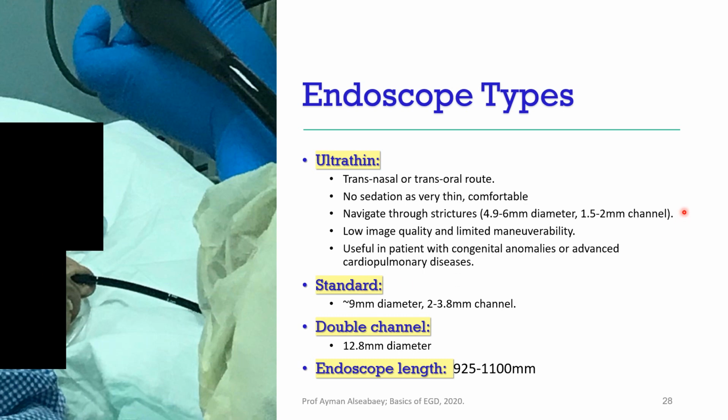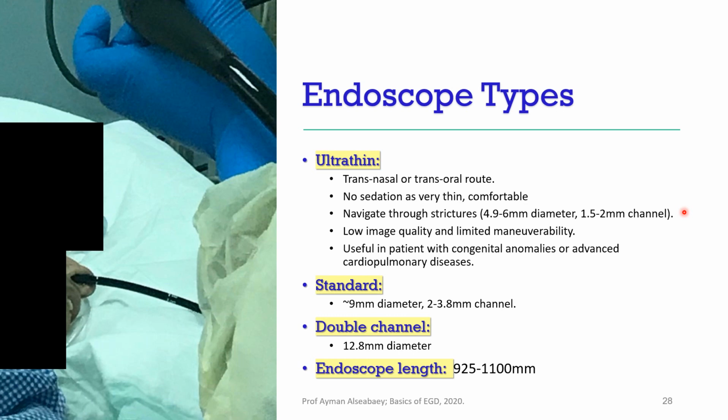What are the types of endoscopes? We have three types of gastroscopes. The first one is the ultrathin one. You will find that it is very thin. It has the same diameter as a nasogastric tube, so you can use it transnasally or transorally. It does not require sedation because it is very thin and comfortable for the patient. It is like a Ryle's tube.